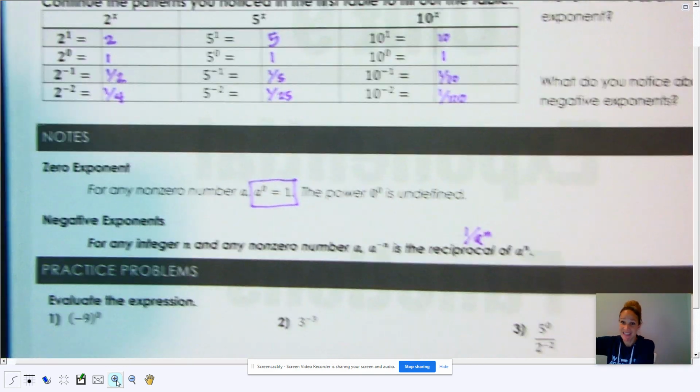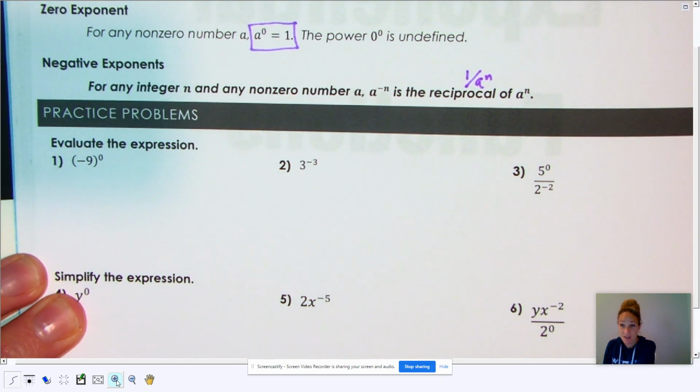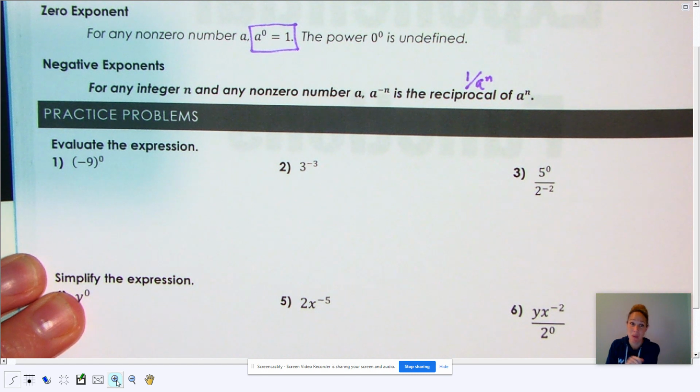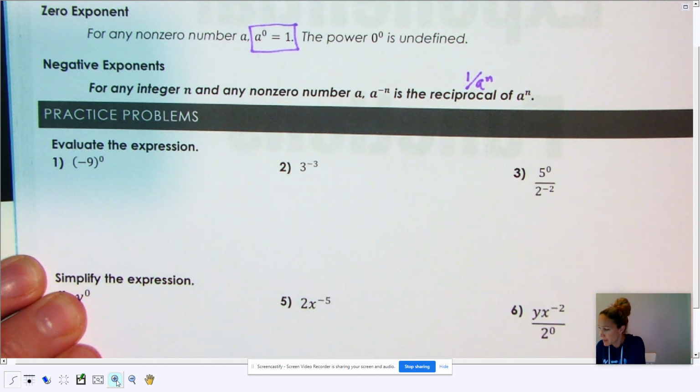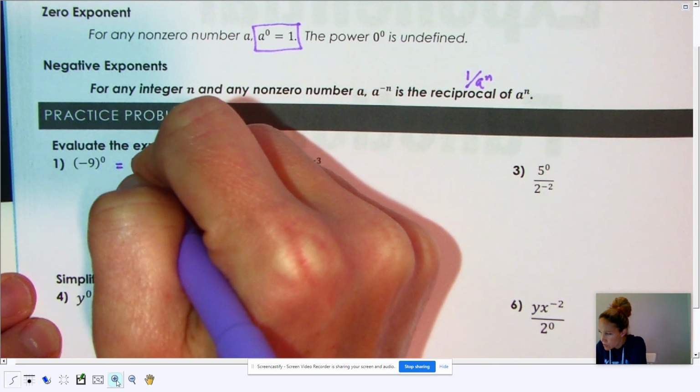And you guys, this seriously is like my favorite chapter because as far as work goes, the work is pretty easy, but there's a lot of different rules. And so understanding why you have the rules will help you to remember them way better than trying to memorize formulas. Okay, so remember, anything to the 0 power is equal to 1.